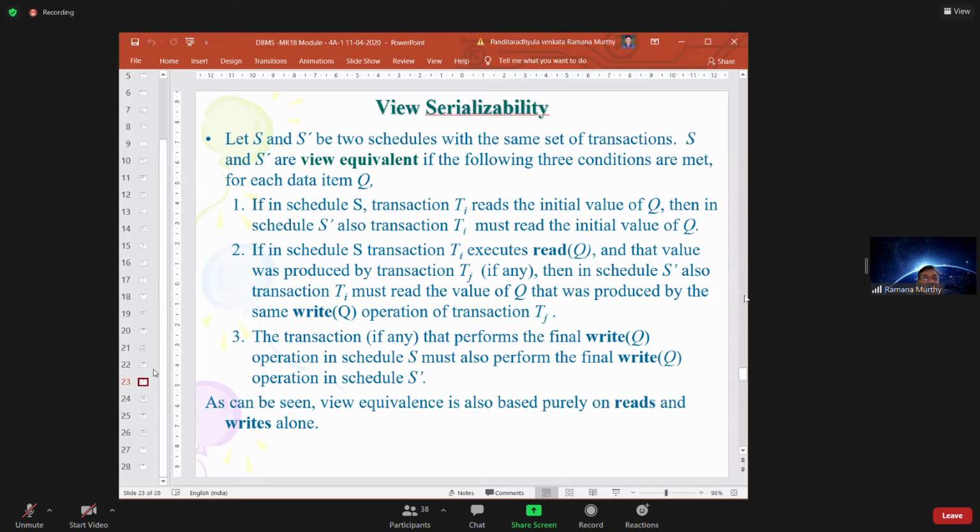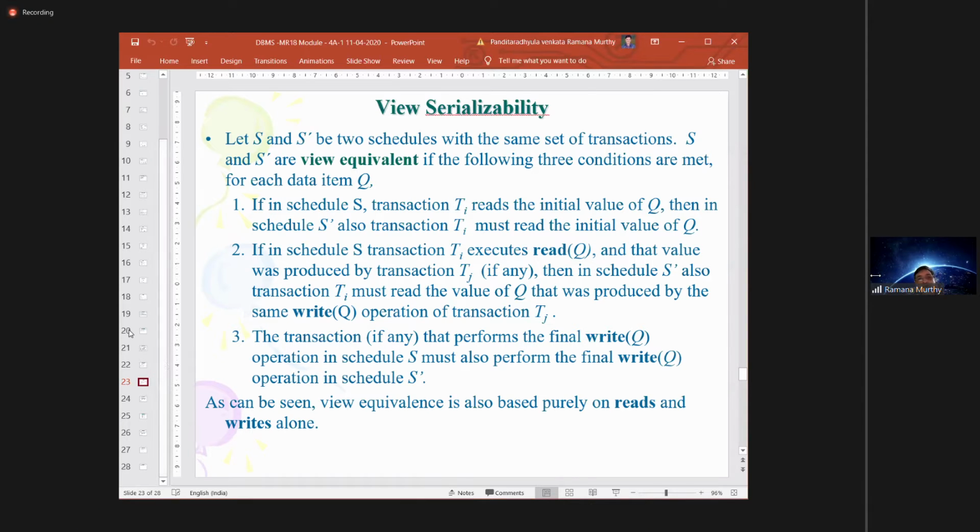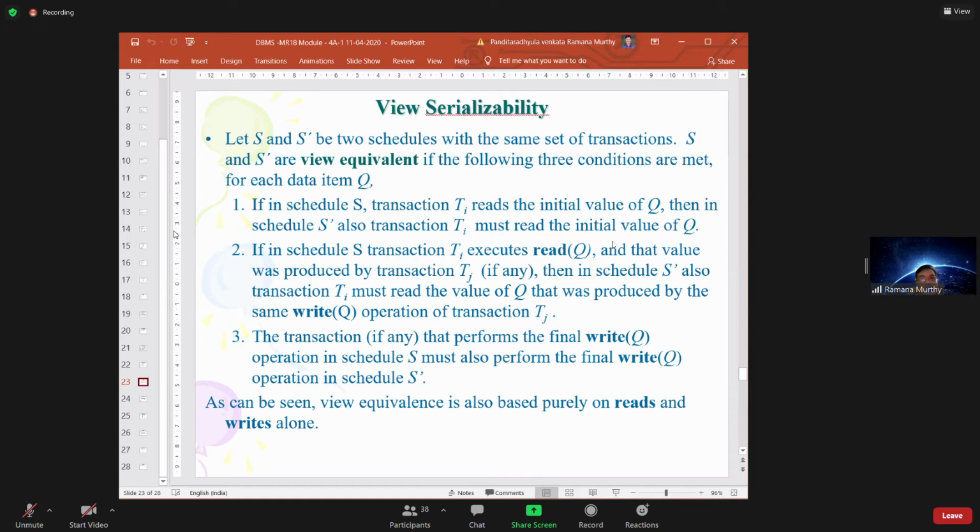You can identify whether both are serializable or not based on view. We call it view serializability. These two schedules are view serializable, not conflict serializable, but view serializable. You have three conditions. Based on the three conditions, at least we can say both are going to obtain the same final result.